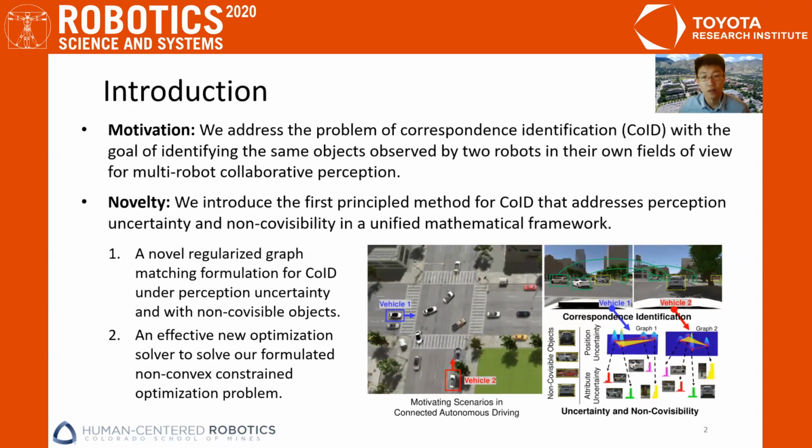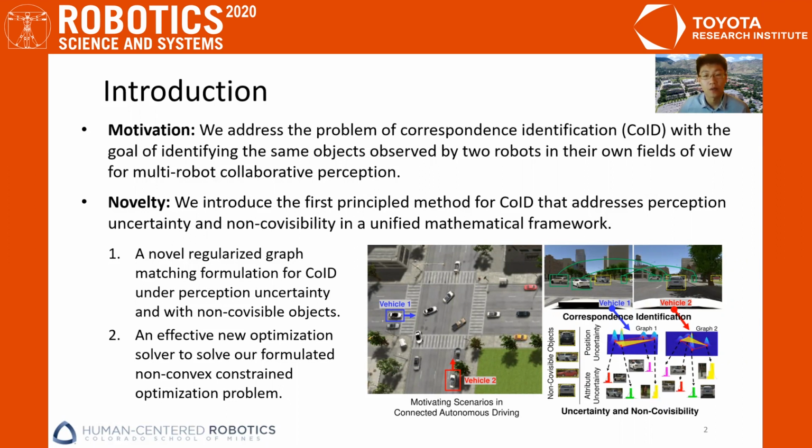In order to achieve this goal, we need to address the challenge caused by non-covisible objects, which are those objects that can only be observed by one robot. Since non-covisible objects have no correspondence, it will greatly affect the performance. In addition, we need to address the challenge caused by perception uncertainty, which introduces noise into the attribute and position information of objects that are used for correspondence identification.